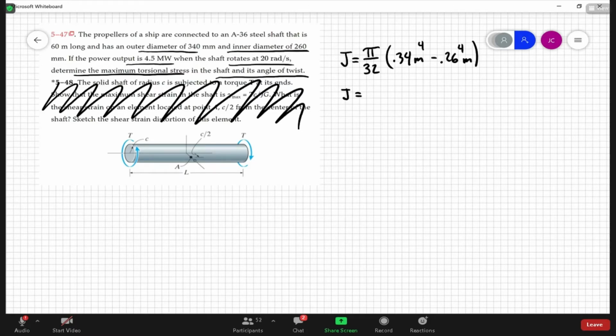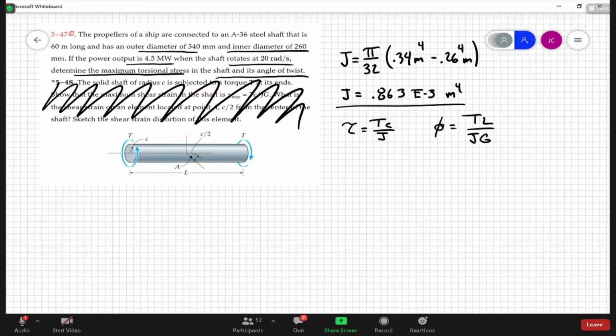All right, so that gives me 0.863 times 10 to the negative third meters to the fourth. Okay, so that's J. Now we need to know the torque, both for figuring out that the shear stress is Tc over J, as well as that the angle of twist is TL over JG.